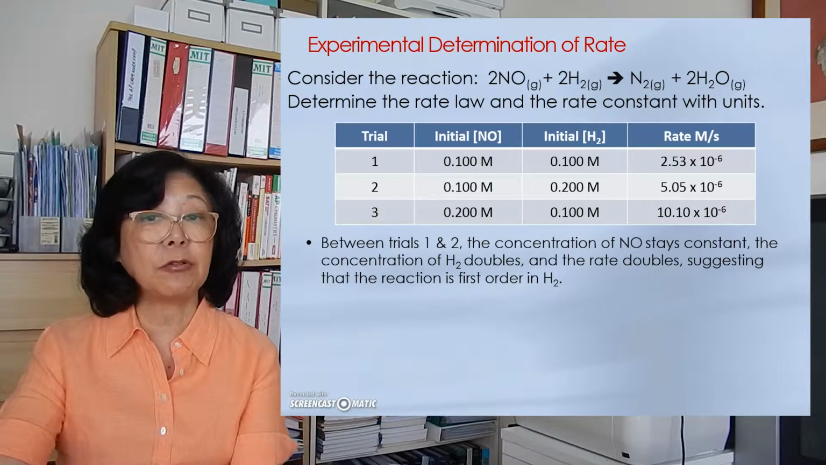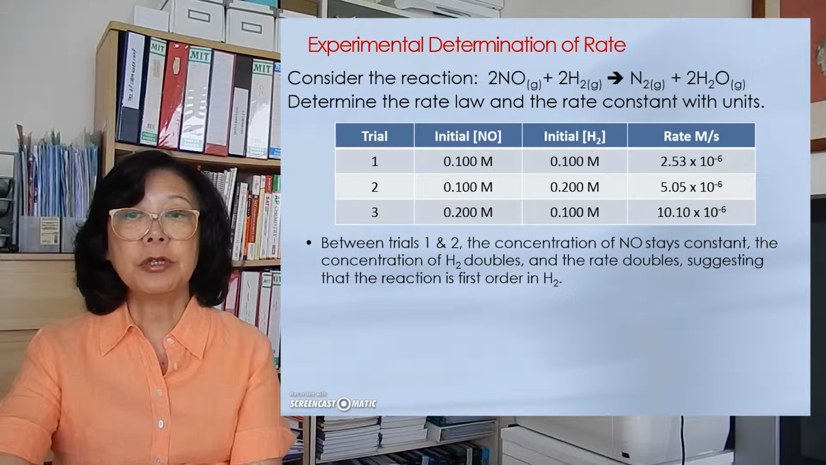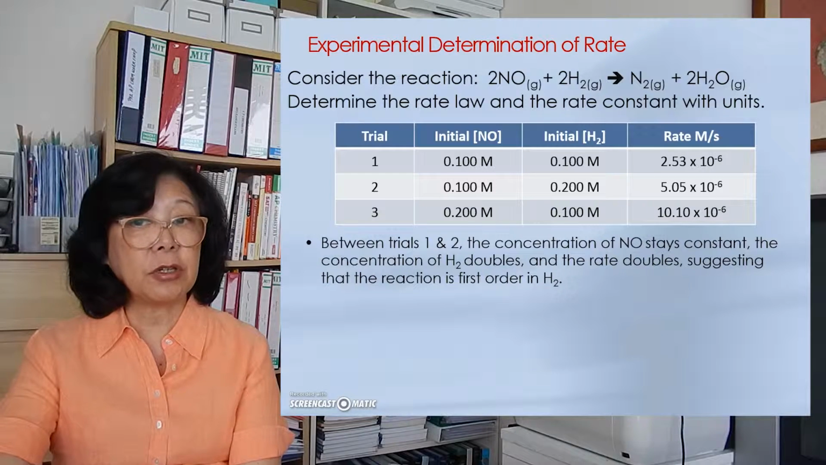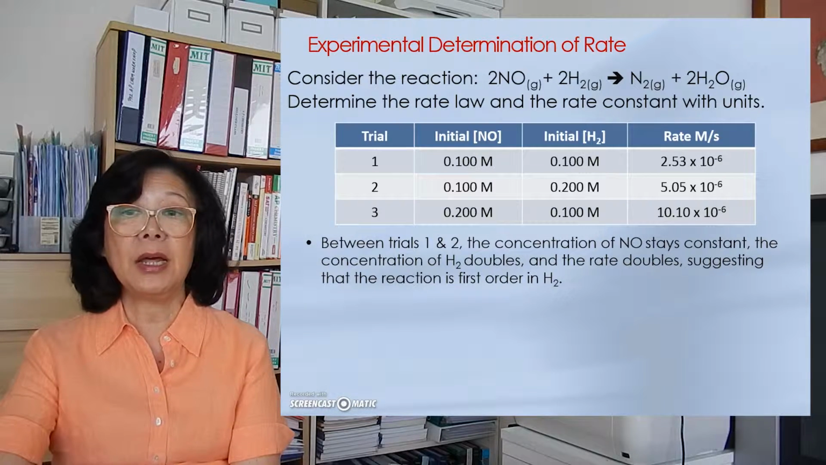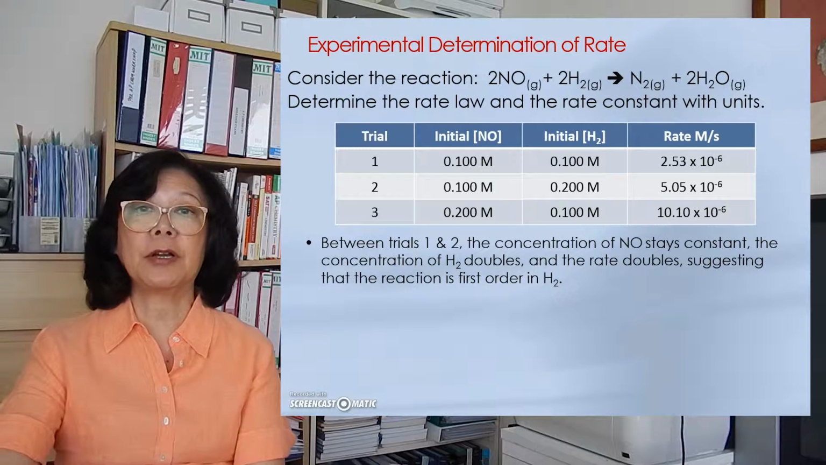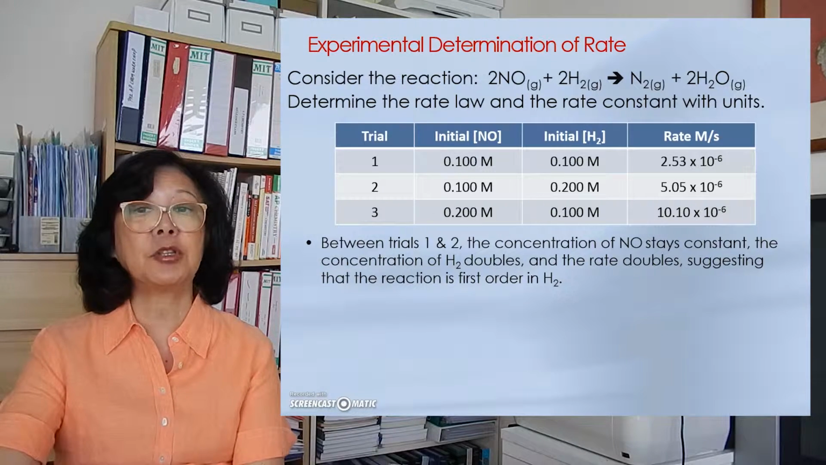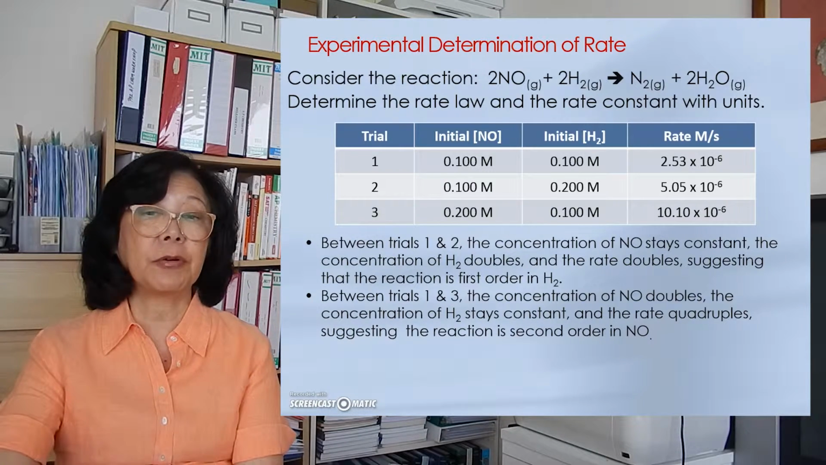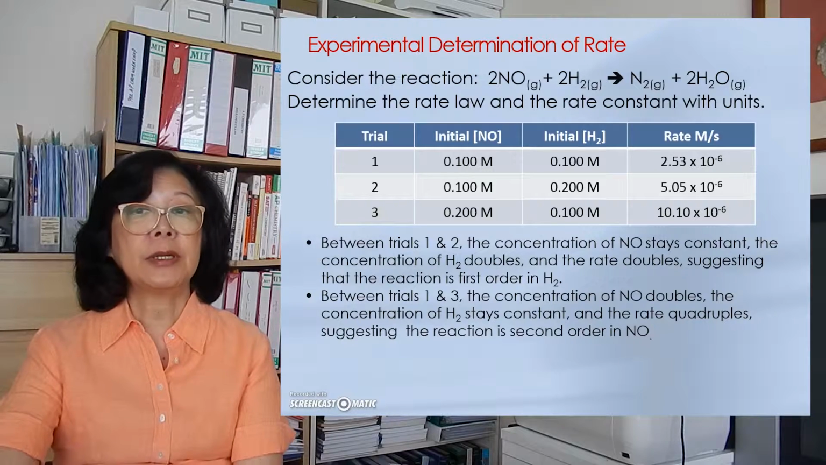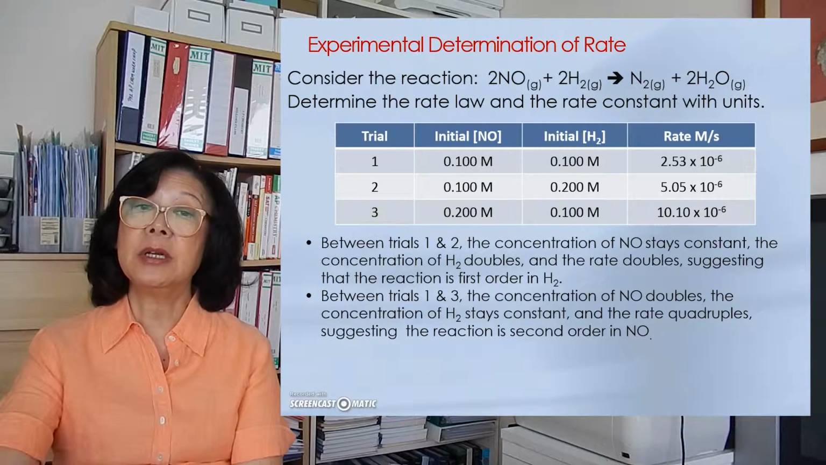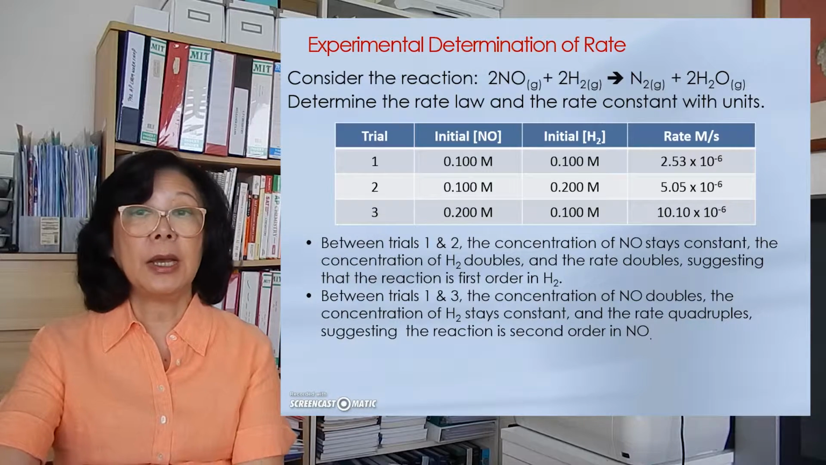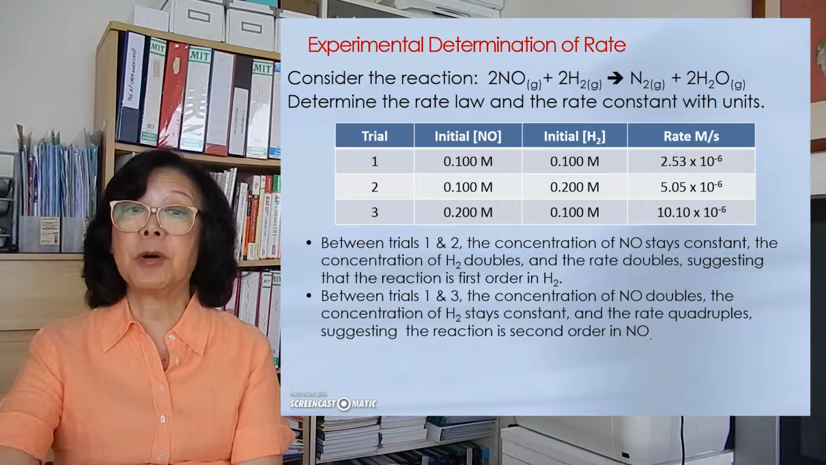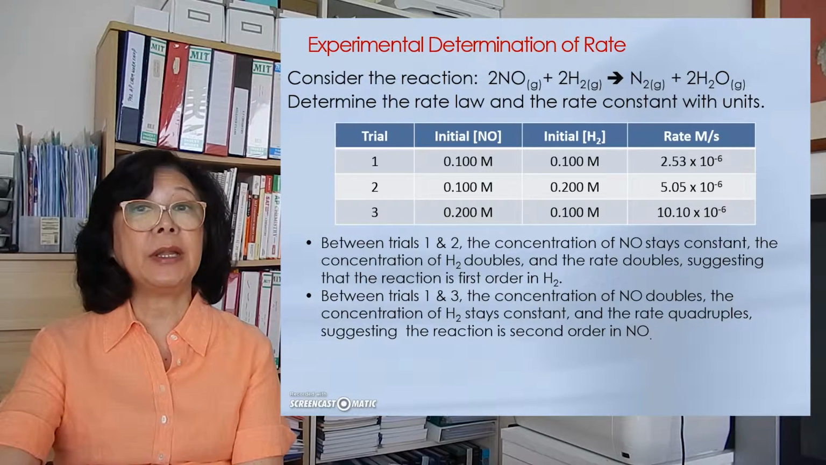If we look at trial 2 and trial 1, in which the concentration of NO is held constant, but the concentration of hydrogen is doubled, and the rate is doubled. Therefore, we conclude the rate is first order with regard to hydrogen concentration. Now you pick the other two trials, trial 3 and trial 1, in which the hydrogen concentration is held constant, the NO concentration is doubled, and the rate is increased by 4 times, which is to the power 2. Therefore, we say the reaction is second order in NO.